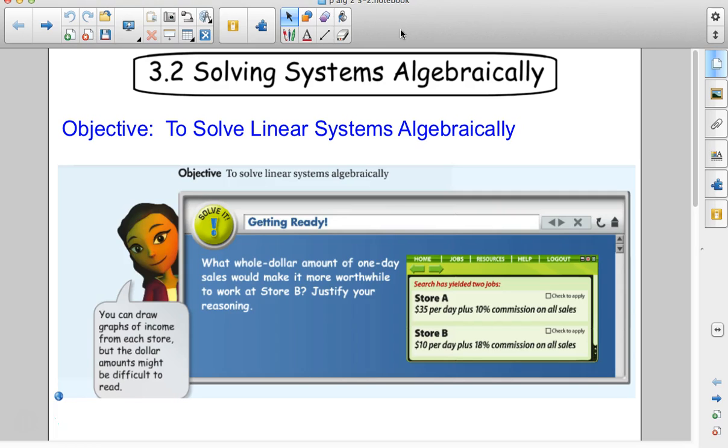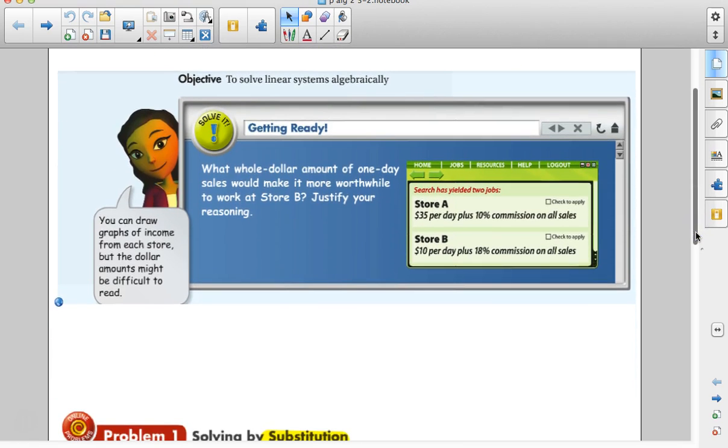So what we have here is an intro problem to show us a situation where we might be using something like this. It says store A pays $35 per day plus a 10% commission on all sales. And store B, $10 per day plus 18% commission on sales. So you can draw graphs of income from each store, but the dollar amounts might be kind of difficult to read. So what we would want to do is figure out how we can represent these algebraically. I might use that as a start on Monday to pull us all back in to what we need.